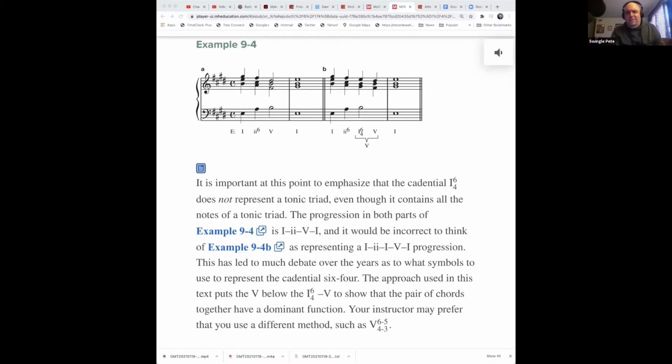Hey Doc, can you remind me what the 5/3 is? Root position. Root position of a triad. Oh, triad. Okay. Got it. Thank you. Yep.